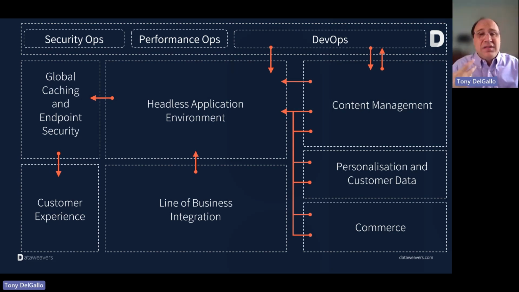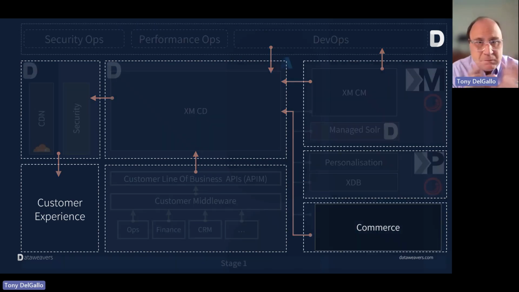And now at a high level, you can see DevOps is going to feed into content management, and that's also going to be connected to personalization. If you're commerce and you've got transactions, that could be part of the equation. You may have a headless application. You have lines of business applications that are integrating either through that headless API or other conduits you've built. And it's all going to have performance around global caching, endpoint security to make sure we deliver that customer experience.